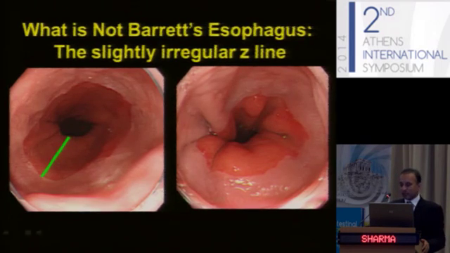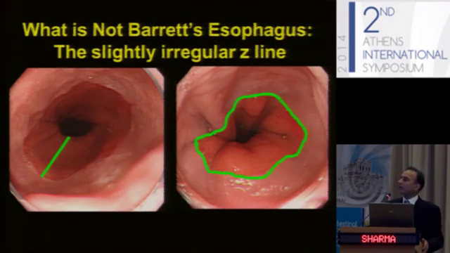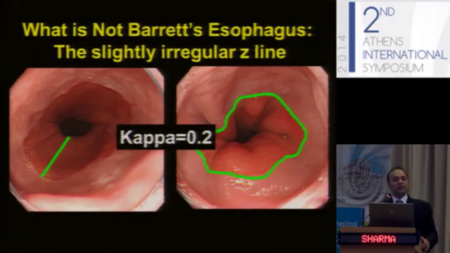You may see some irregularity of the Z line right here, and the question always is, should you biopsy that? And the short answer is no, because this actually would be a normal squamocolumnar junction, maybe with some irregularity. The kappa value endoscopically, that this is Barrett's, is very low. And this was also shown when we did the exercise of the Prague C&M classification, that if you have a length of less than 1 centimeter, we are very poor as endoscopists at reproducing this abnormality.